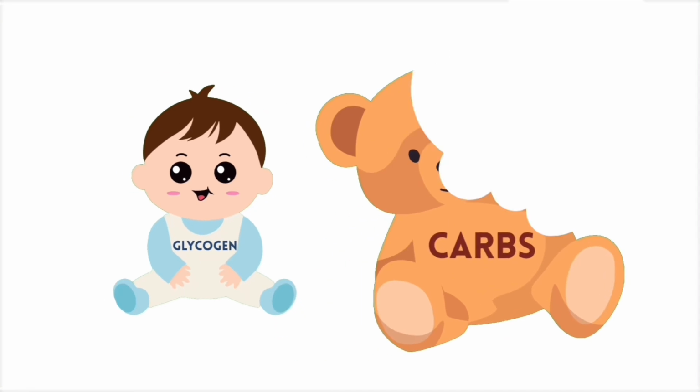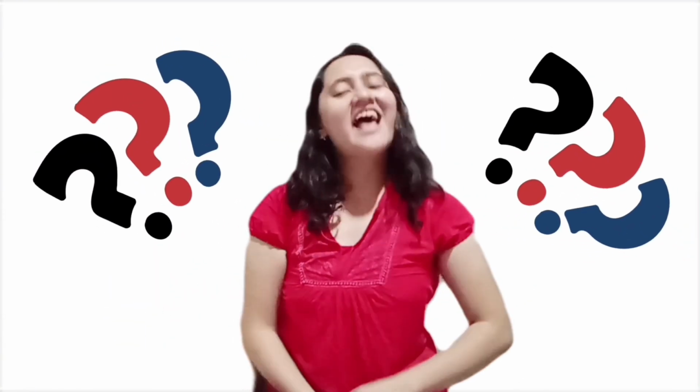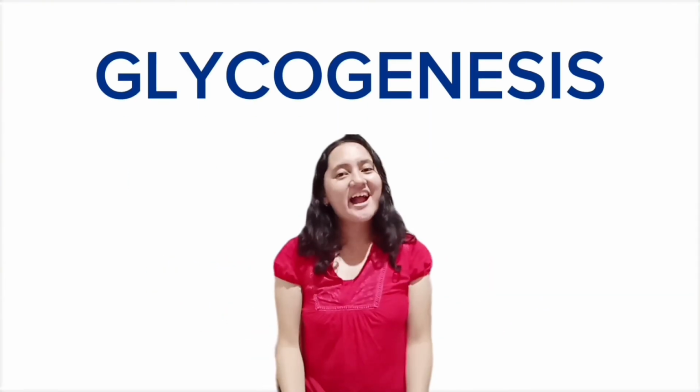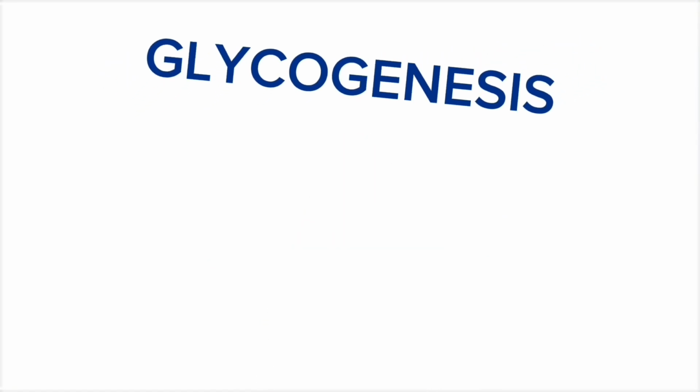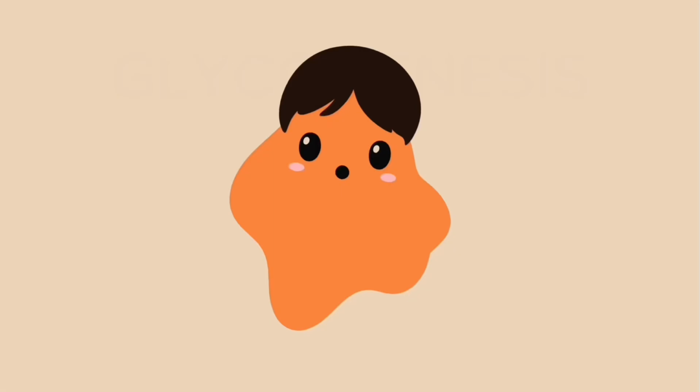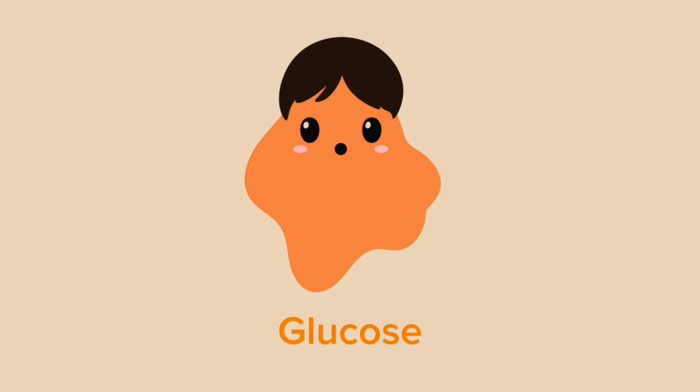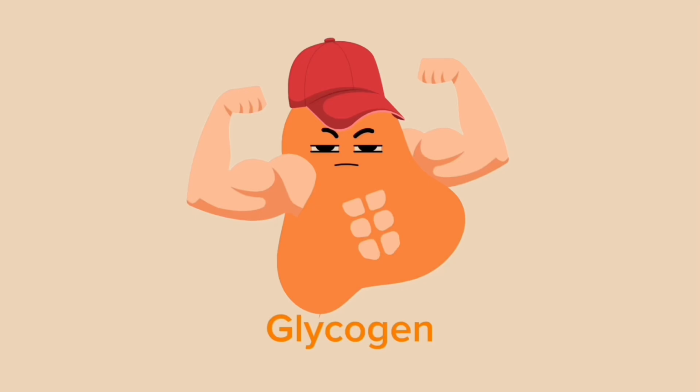Going back, glycogen comes from the carbohydrate consumption. But how does this happen? This process is known as glycogenesis or glycogen synthesis. Glycogenesis is a metabolic pathway through which glucose, a primary sugar obtained from our food, is converted into glycogen.